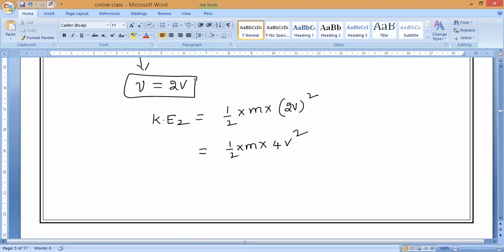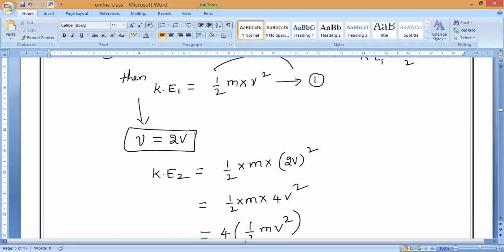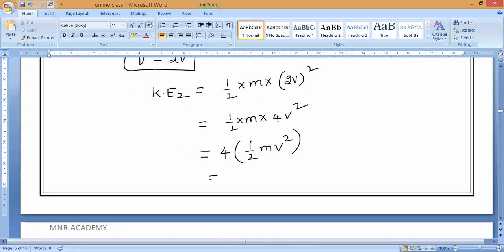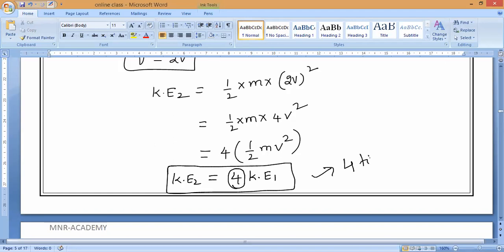Now please don't cancel the half and the 4. Don't do that. Keep the 4 in front and write the rest as half m v square. Is it right or wrong? Now we know that half m v square is equal to KE1. So what is the new kinetic energy? If velocity becomes double, kinetic energy increases by how many times? 4 times. That is what I want to say. Do you understand, everybody?